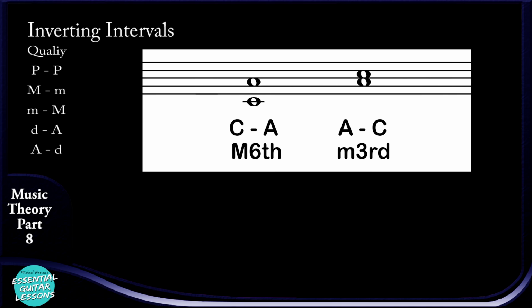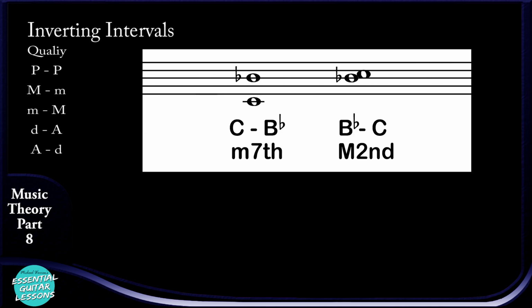Let's do C to A, which is a major sixth interval. Now if we swap that around, make it A to C, so C is now the highest note. Remember we did with major, we make it minor, so now it's a minor quality, and 9 take away 6 gives us 3, so we have a minor third, A to C. Remember, just add 6 and 3 together and that gives you 9.